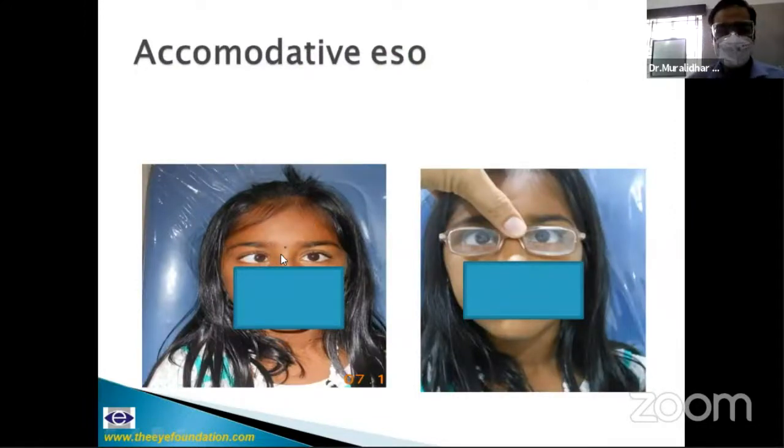For example, this child seems to have an esotropia. When you give her the plus glasses, the esotropia goes away. It appears as if the patient is straight. So this is an accommodative esotropia. So that is the importance of an accurate refraction in a patient.